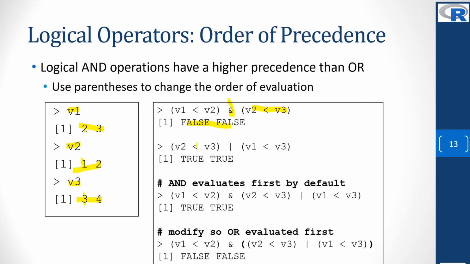And then we flip it, and now we're doing v2 less than v3. So 1 is less than 3, 2 is less than 4. So this is true. And then v1 less than v3. So is 2 less than 3? Yes, it is. Is 3 less than 4? Yes, it is. So this is true.